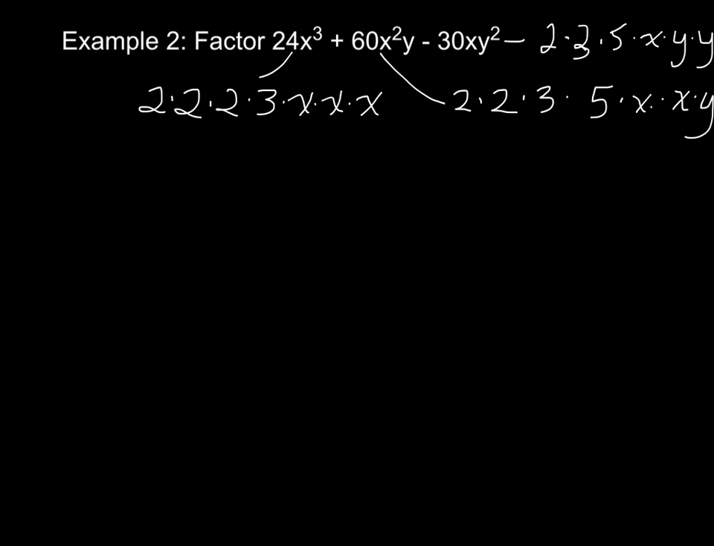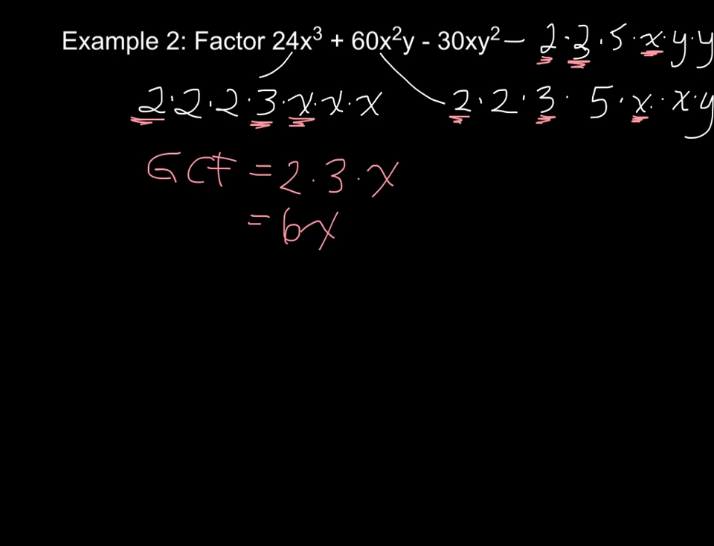And here we have 2 times 3 times 5 times x and 2 y's. So what do we have in common? We can see that there's a 2 in each one. There is a 3 in each one as well. And we can find an x in each one. So our greatest common factor of the 3 terms is 2 times 3 times x, or 6x.